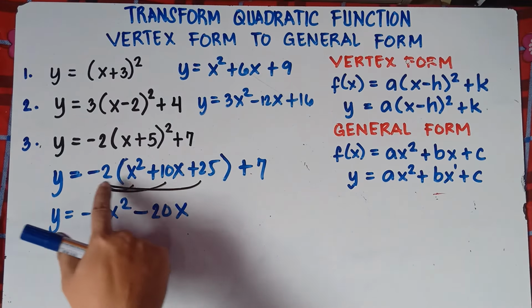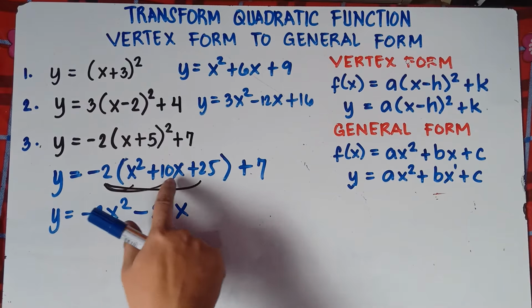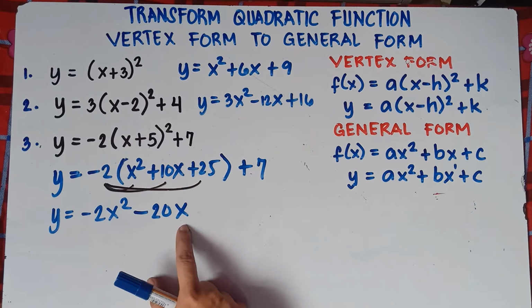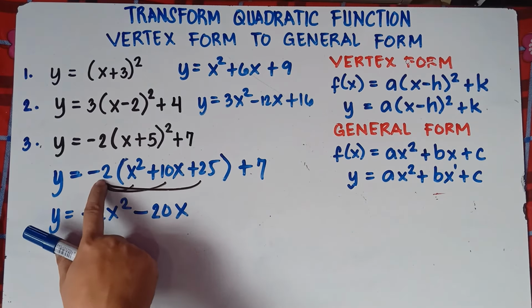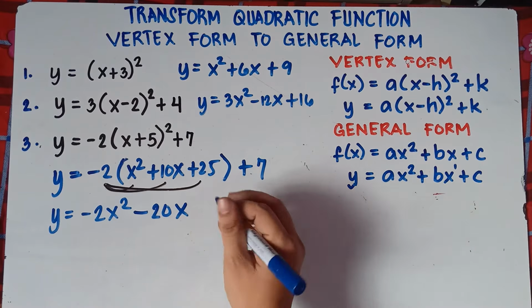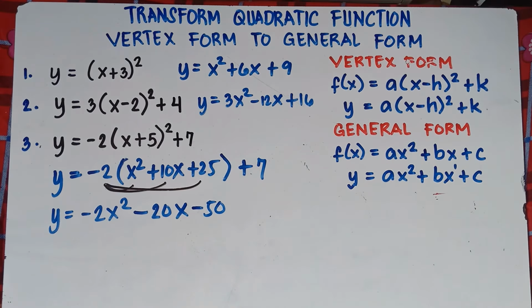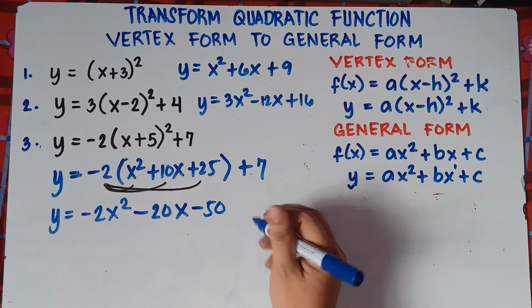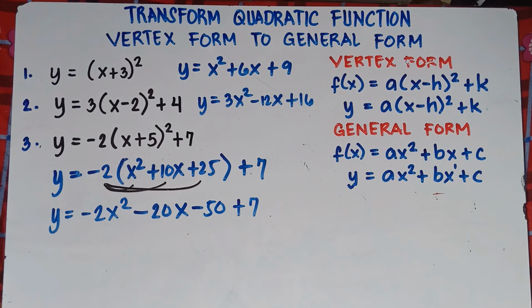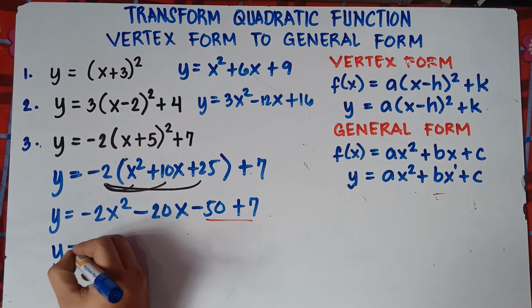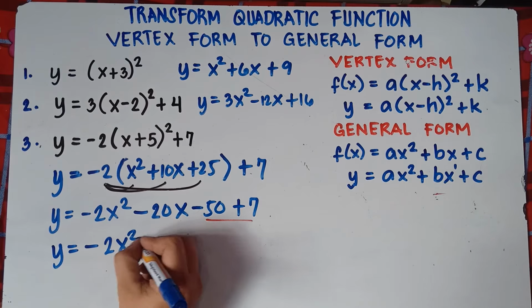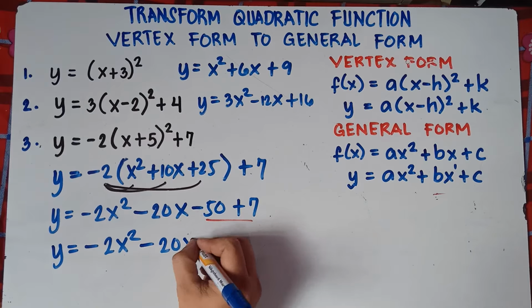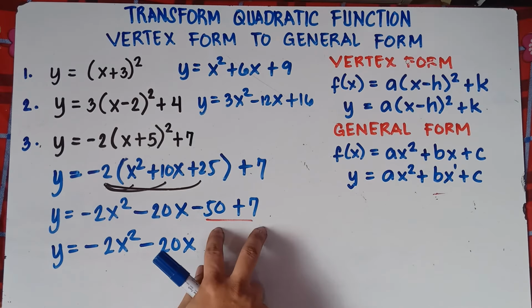Negative times positive is negative. 2 times 10 is 20, copy x. Then negative 2 times positive 25, that's negative 50. Negative times positive is negative, 2 times 25 is 50. Then copy plus 7. Alright, do we have like terms? Yep, we can combine this one. So our final answer will be y equals negative 2x squared minus 20x. Then negative 50 plus 7.